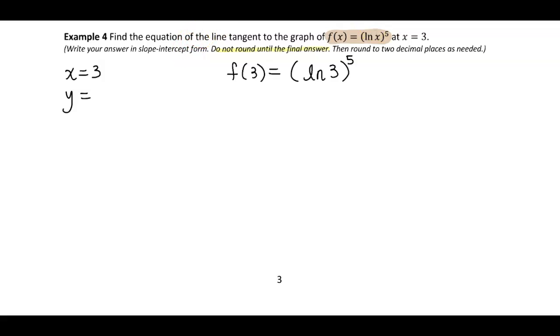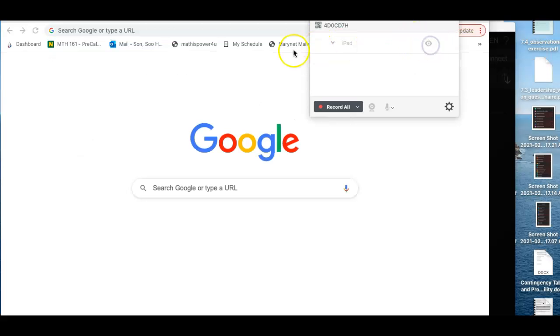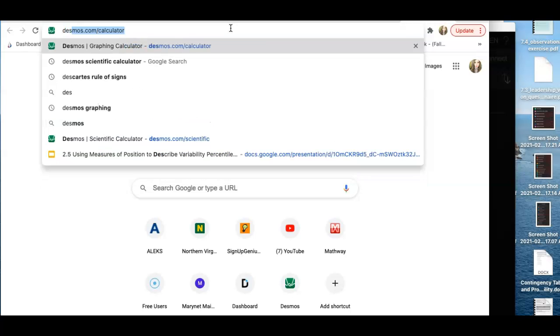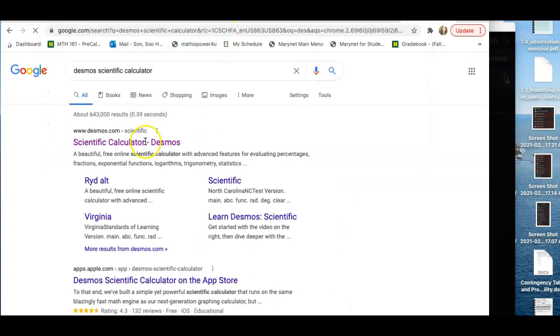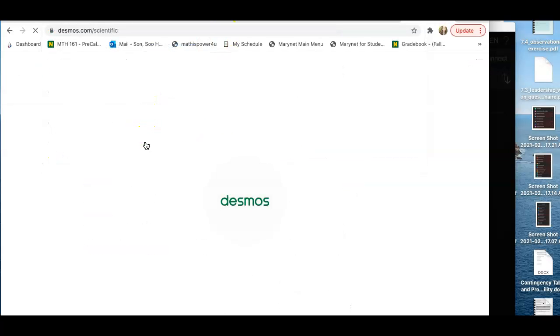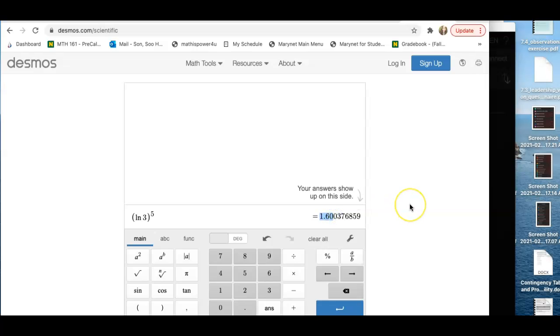Let me get a calculator open. Okay, so I'll go to Desmos Scientific Calculator and type in parenthesis natural log of 3. I'll close the parenthesis, and we're going to raise that to the 5th power. And they did say round to 2 decimal places as needed. This is awkward. It's going to be 1.60. Okay, so y value is 1.60. I wrote that down on my iPad.